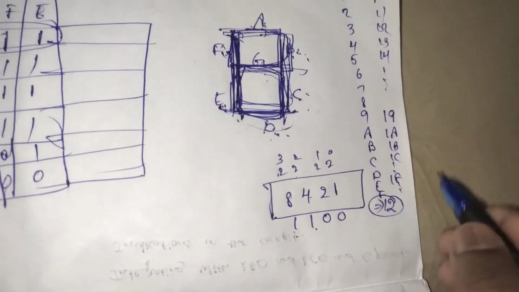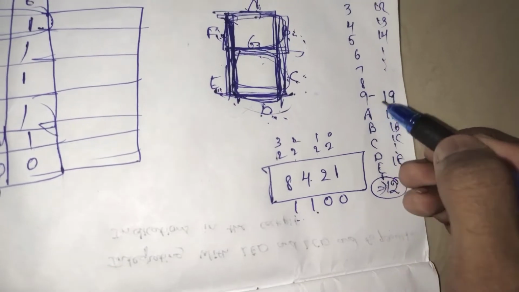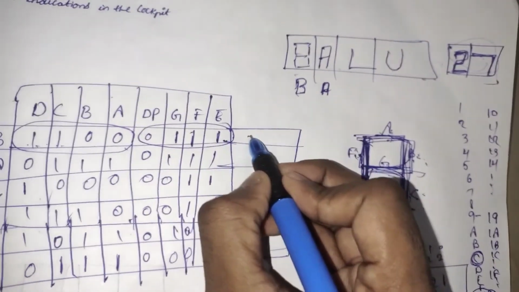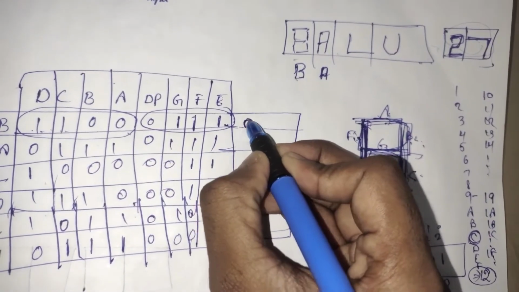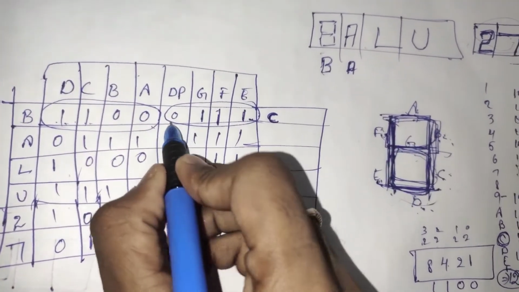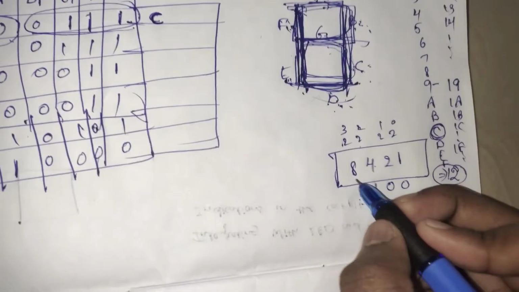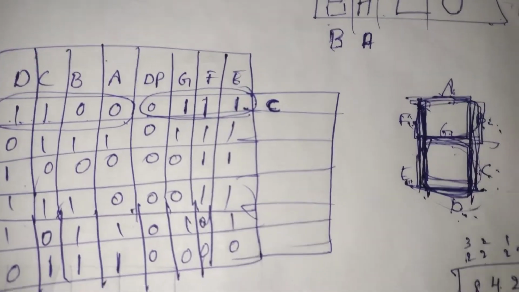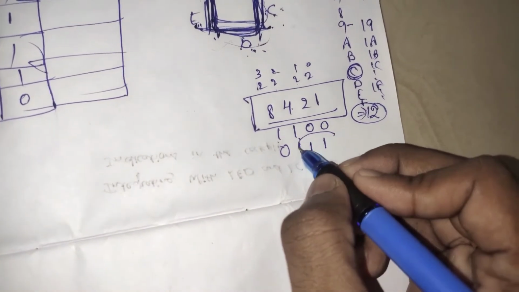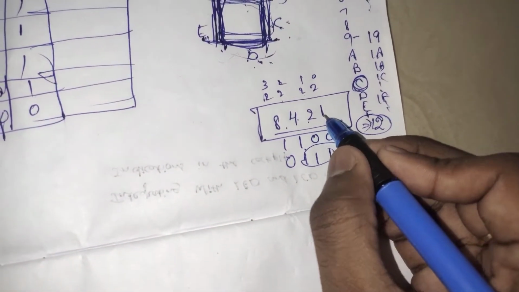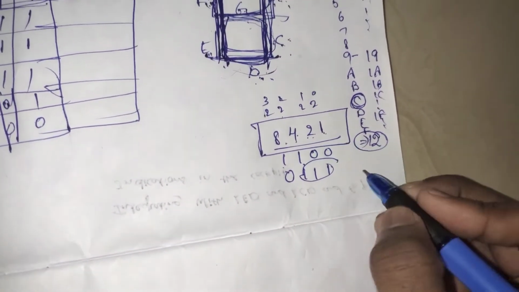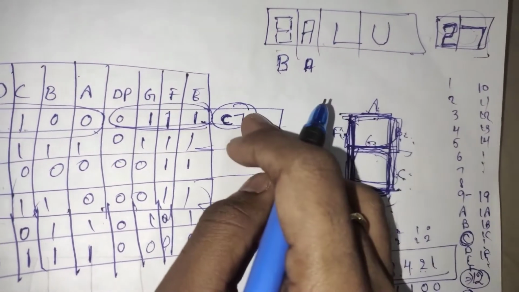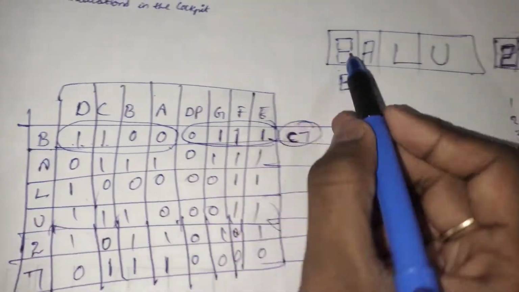So for 12, this is 9, so 10, 11, 12, you will be getting C. So first digit is C, first letter to be written is C. And for the next four digits, take 8, 4, 2, 1, this is 0, 1, 1, 1. So 1 is present under 4, 2 and 1. So 4 plus 2 plus 1, this is nothing but 7. So C7 is the code to display the letter B over here.